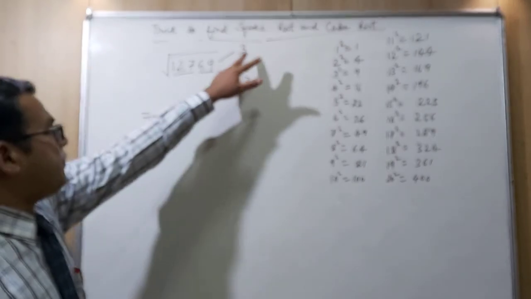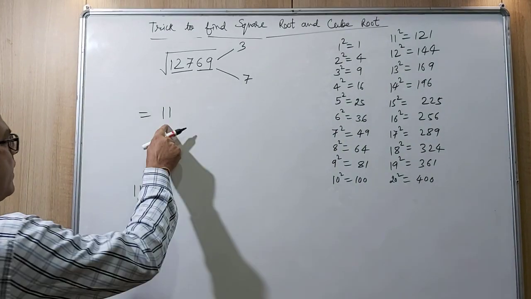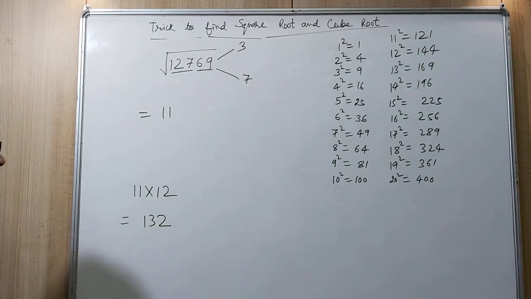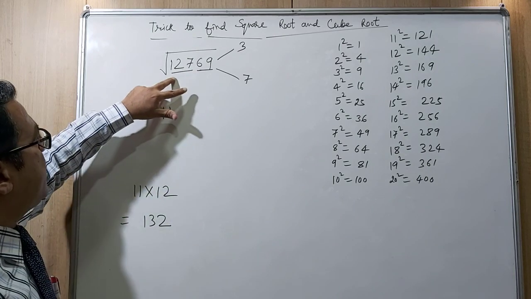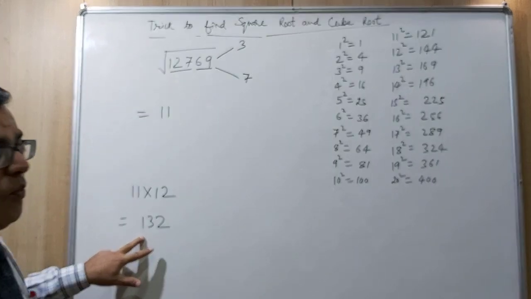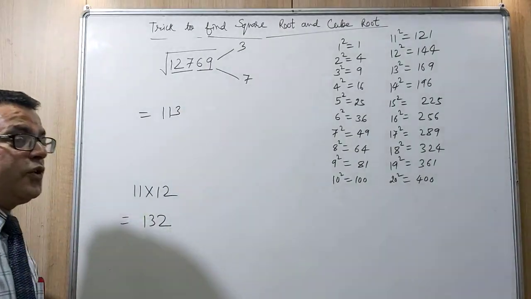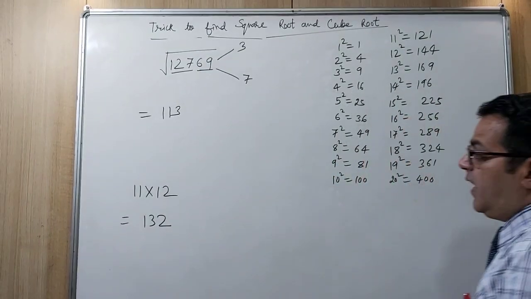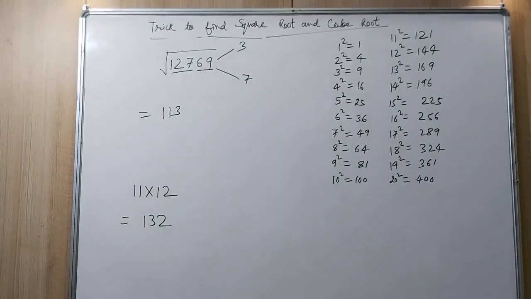Now how can we decide it? Same method, 11 into the successor of this 11, that is 12. Now multiply 11 with 12. So what do we have here? We have here 132. Now compare with the first group, that is 127, which is less than 132. So we need to take the lesser value, that is 3. So we can say that the square root of 12,769 is 113. Hope you understand, right?